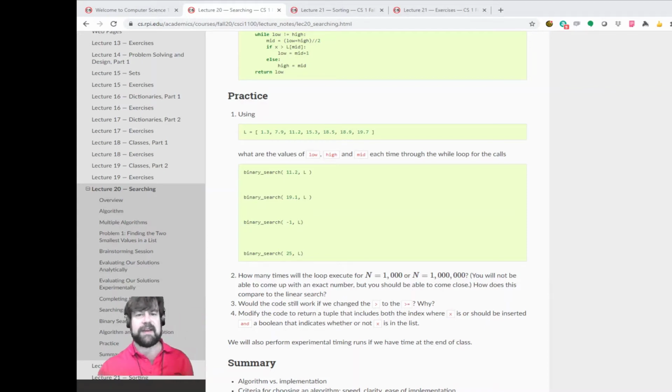Okay, let me see if I can actually get this up on my board. We'll actually use exactly the one they want to do. Okay, so it's 19.1 is what we're looking for. Make a little note on a notepad for the values, and then we'll go over and do it. Had I been paying more attention instead of seeing this as just an exercise, I would have this up there. 1.3, 7.9, 11.2, 15.3, 18.5, 18.9, and 19.7.